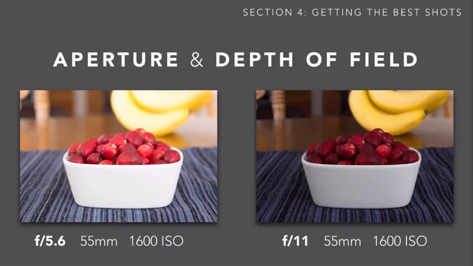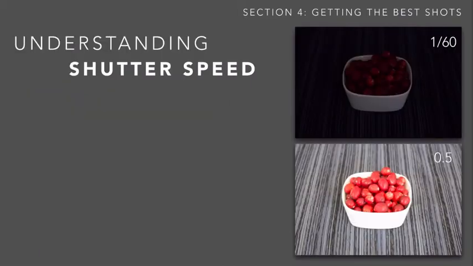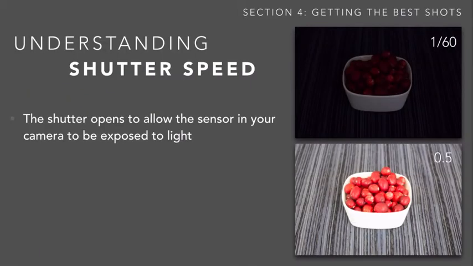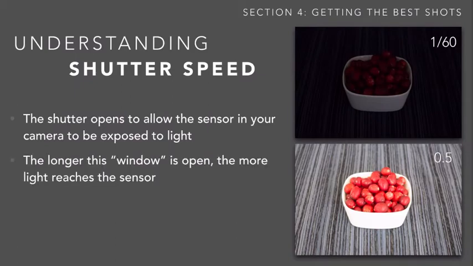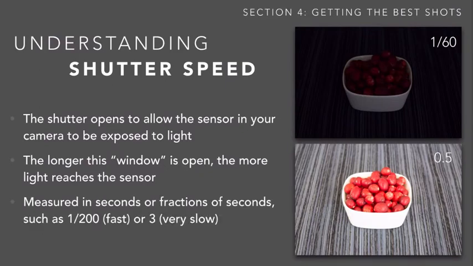So this is where the other two elements come in. First is shutter speed. The shutter opens to allow the sensor in your camera to be exposed to light. And on this first picture, it was open for only 1/60th of a second, which is extremely fast. But on the second picture, it was open for half a second. So the longer this window, or the shutter, is open, the more light reaches your sensor. And this number is measured in seconds or fractions of a second.